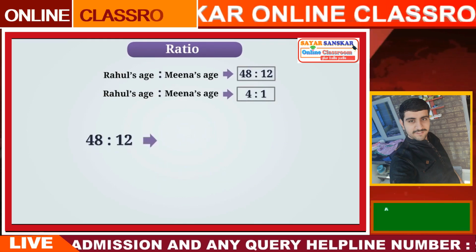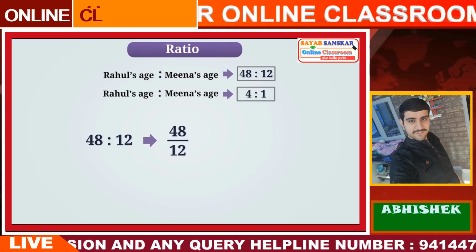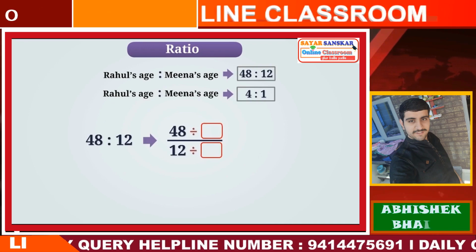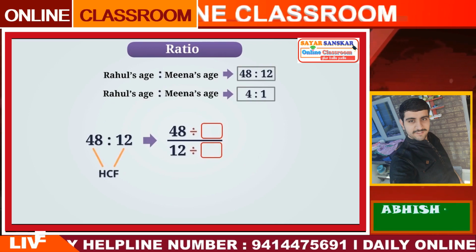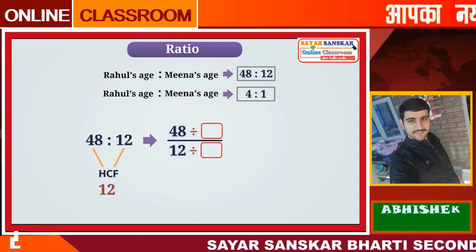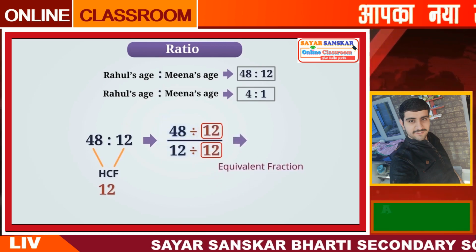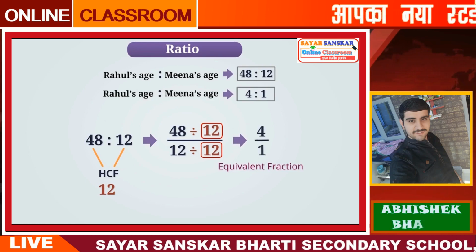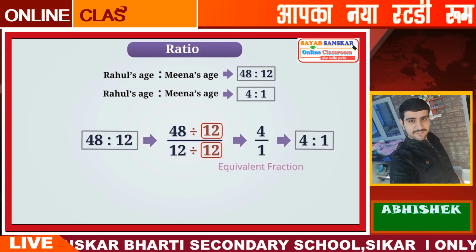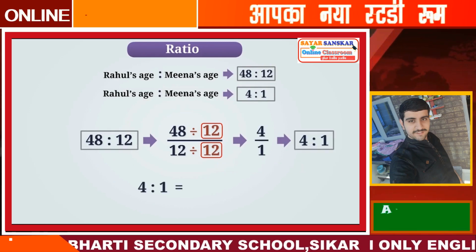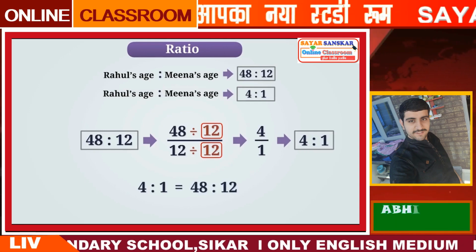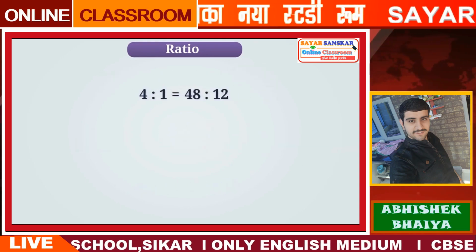You already know that we can get an equivalent fraction by multiplying or dividing the numerator and denominator by the same number. Since the HCF of 48 and 12 is 12, we divide both the numerator and the denominator by 12. By doing so, we get its equivalent fraction as 4 by 1. We can write this in ratio form as 4 is to 1. Thus, we can say that 4 is to 1 is equal to 48 is to 12. If two ratios are equal, then we say that they are equivalent ratios.